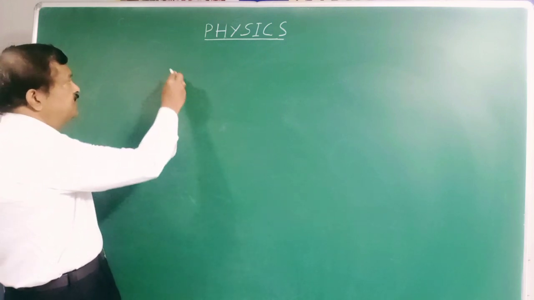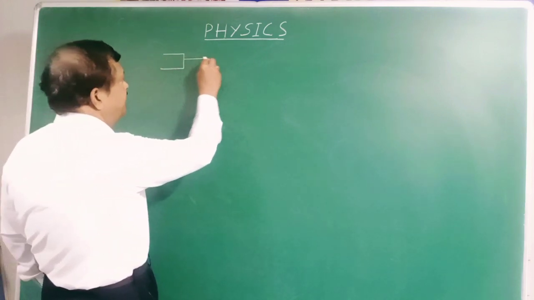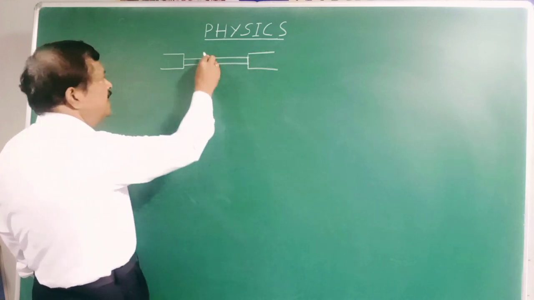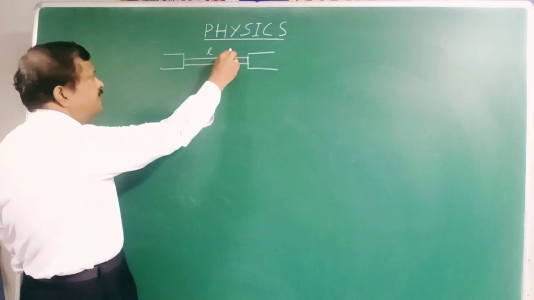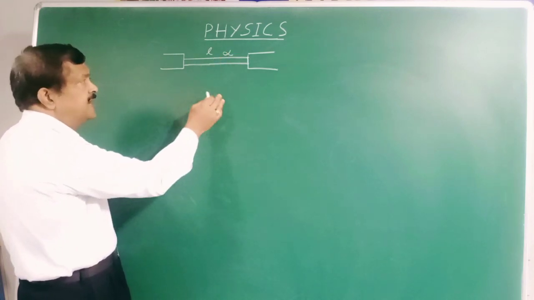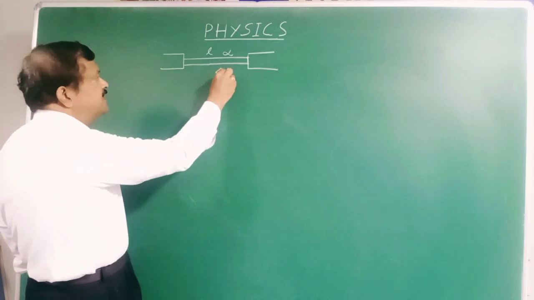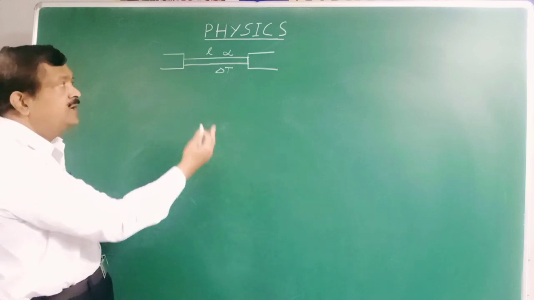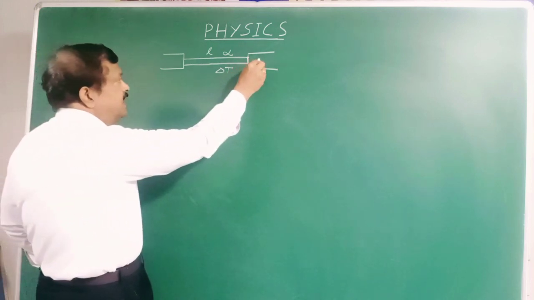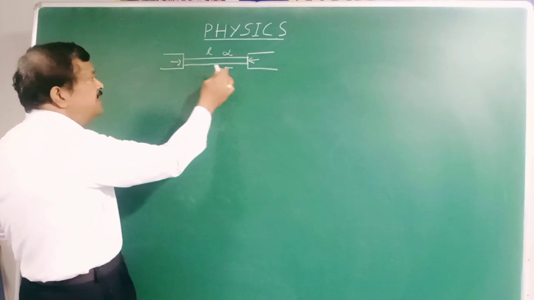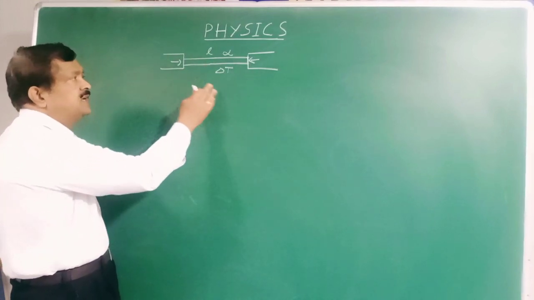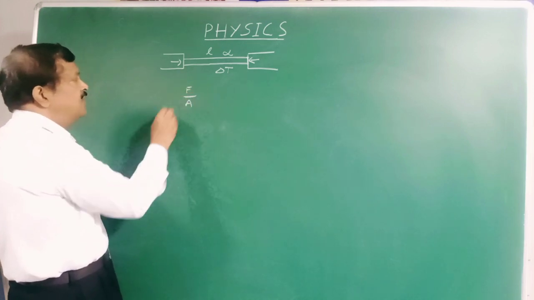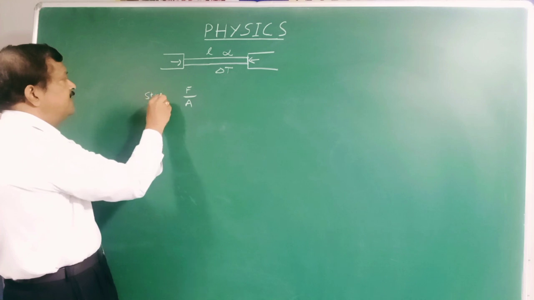Suppose this is one fixed end and the rod is fixed at the other end also. If L is the length of this rod and alpha is the coefficient of linear expansion, then when the temperature of this rod is increased by delta T, there should be an expansion. But to prevent the expansion, these rigid fixed ends will be applying a force on it.